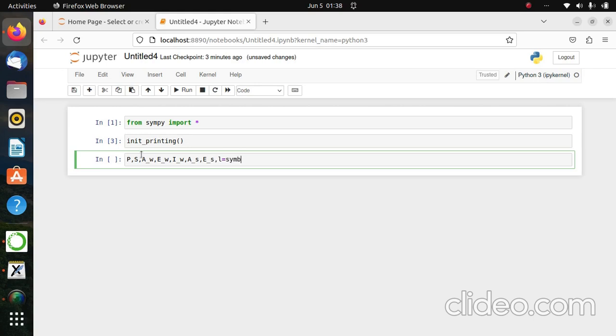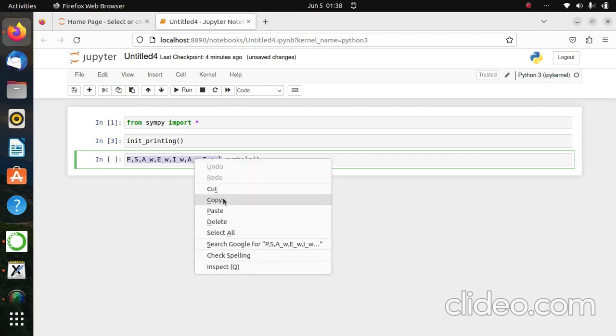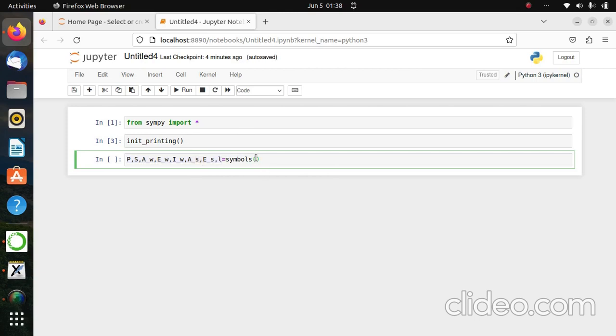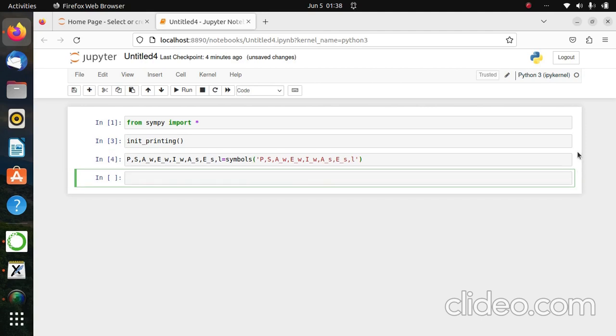Symbols, the same things, only enclosed by quotes. So here copy this, paste, and we'll put quotes. Shift enter.